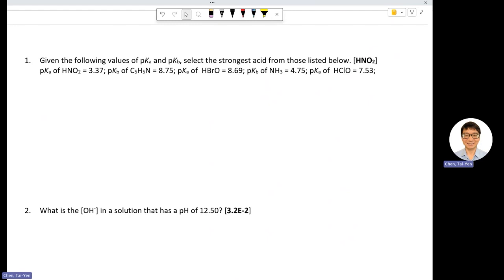If you examine these, this pKa is 3.37. This one is 8.69. This one is 7.53. So the strongest acid will be the one with the smallest pKa. Therefore, we know the answer is HNO2.